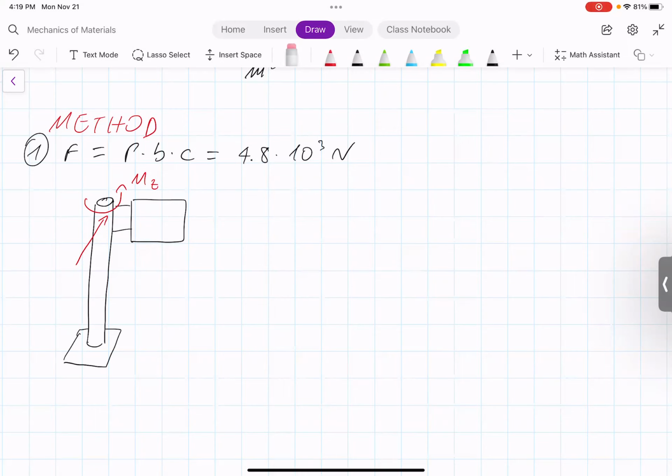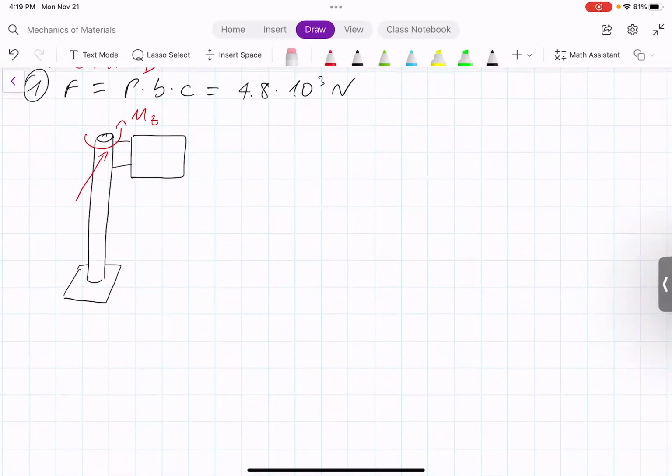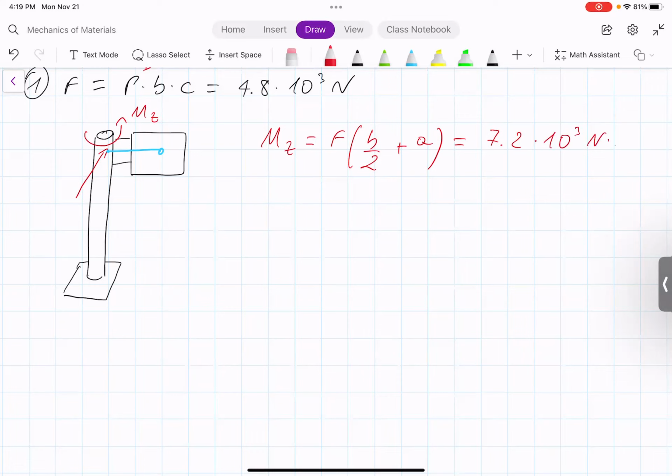So in this case, we have to calculate the intensity of this moment Mz. This moment Mz is given simply by the intensity of the load multiplied by the distance between the initial location and the final location. So this distance is simply b over 2 plus a. So the moment is equal to F times (b over 2 plus a). When we plug in all the numbers, we obtain 7.2 times 10 to the power of 3 Newton meters.